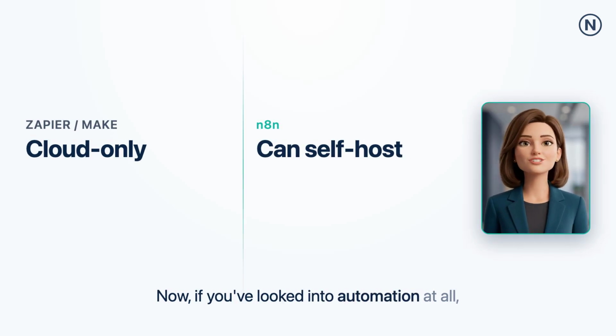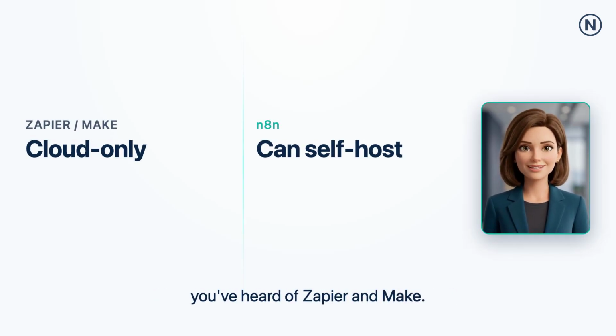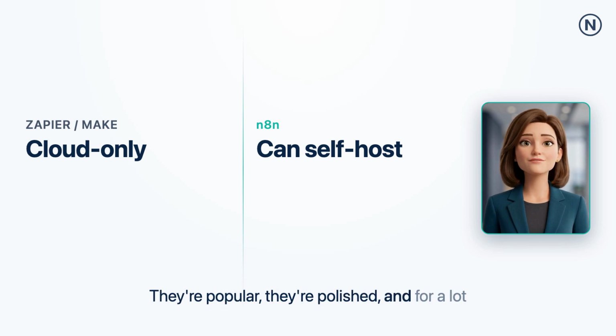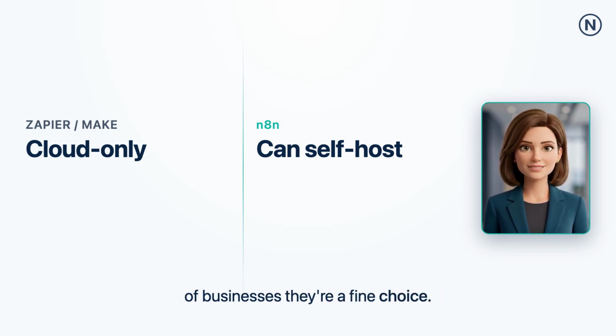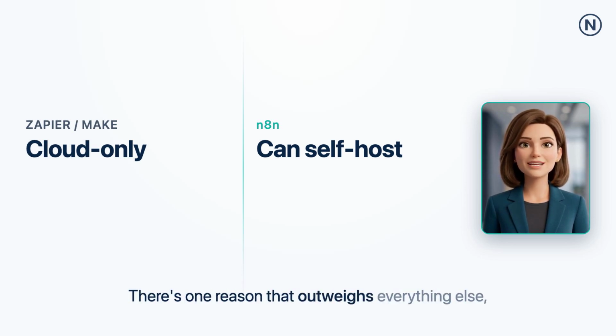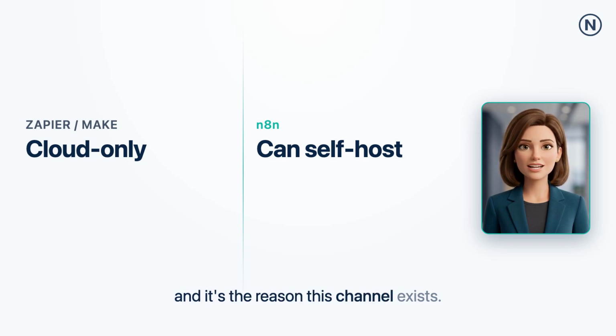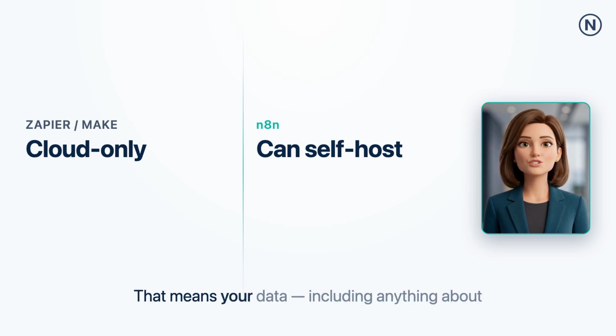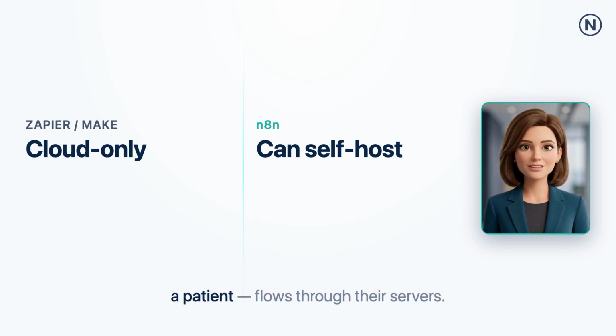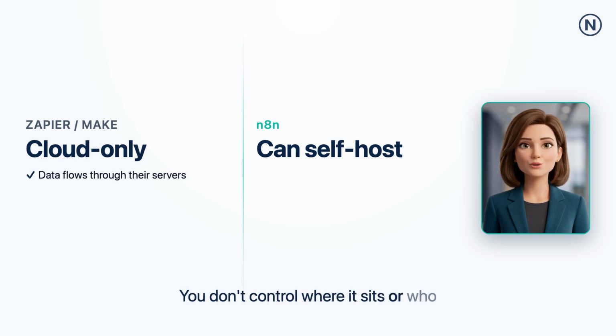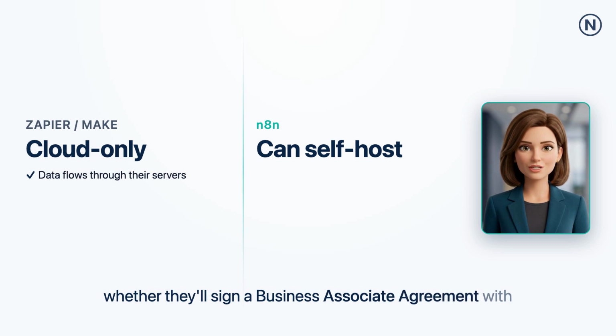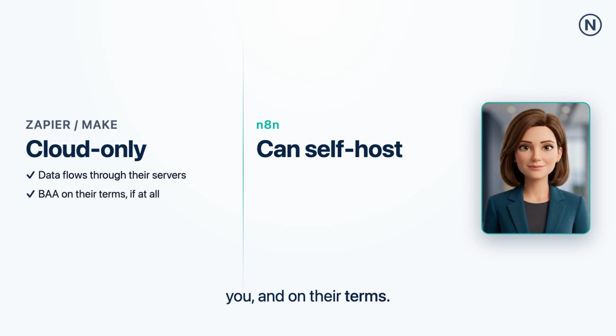Now, if you've looked into automation at all, you've heard of Zapier and Make. They're popular, they're polished, and for a lot of businesses, they're a fine choice. So why am I steering you toward n8n? There's one reason that outweighs everything else, and it's the reason this channel exists. Zapier and Make are cloud only. That means your data, including anything about a patient, flows through their servers. You don't control where it sits or who can touch it, and you're entirely dependent on whether they'll sign a business associate agreement with you, and on their terms.